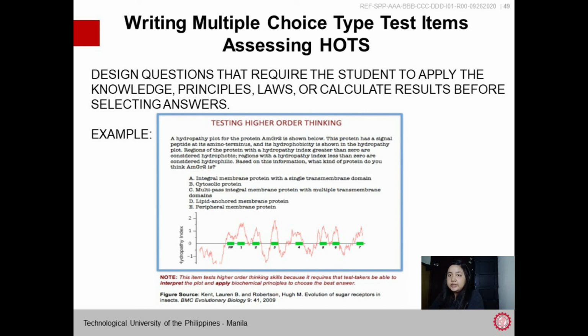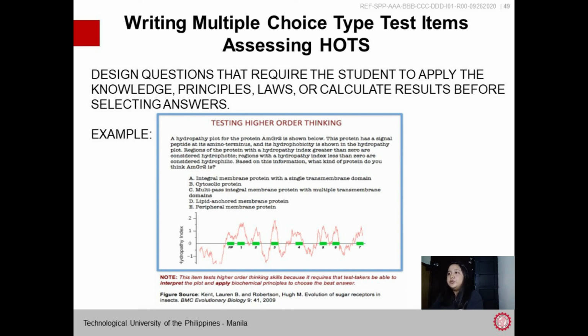Hindi lang sila basta-basta nanghuhula ng sagot. Kina-calculate pa nila, iniisip pa nila yung tamang solution na gagamitin para malaman yung results, or kung ano yung lumabas sa results nila. Tapos kapag may tumugma dun sa may choices or sa alternatives, yun yung tamang sagot.